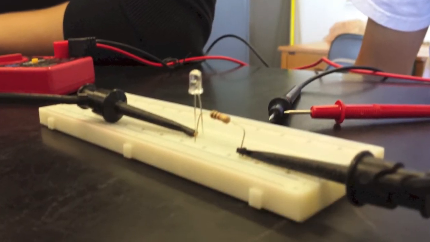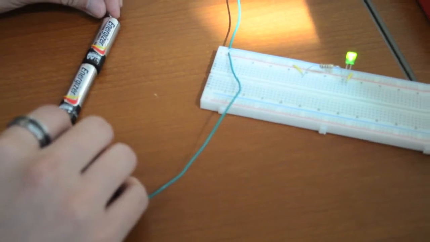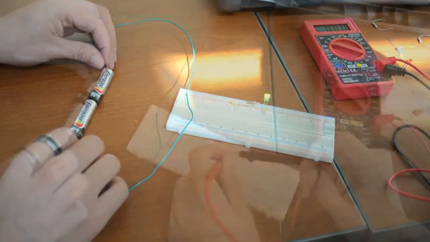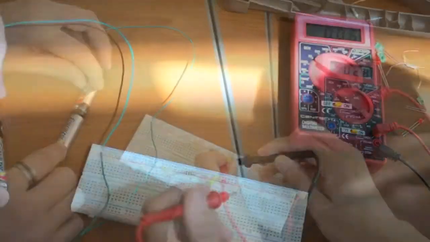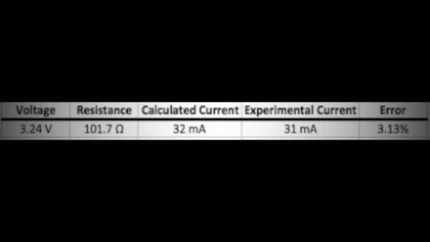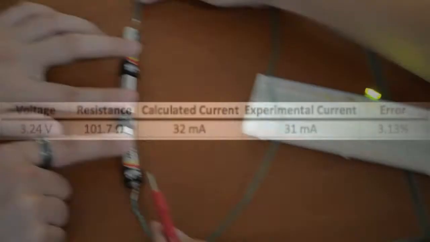We then repeated the experiment using the 100 ohm resistor with the same 3 voltages. For a voltage of 3.24, we calculated a value of 32 milliamps using Ohm's law. Our experimental value using the same voltage and resistance was 31 milliamps, giving us an experimental error of 3.13%.